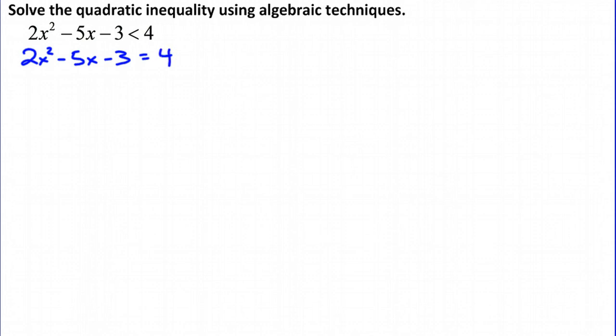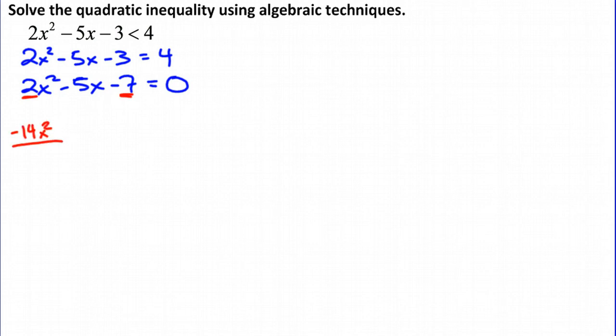And we'll solve this by first getting the 4 over to the other side, so we'll subtract it over, and that gives us 2x squared minus 5x minus 7 equals 0. So we have to solve this equation, and first off, we're going to have to factor it. So we will identify the product of 2 and negative 7 would be negative 14.